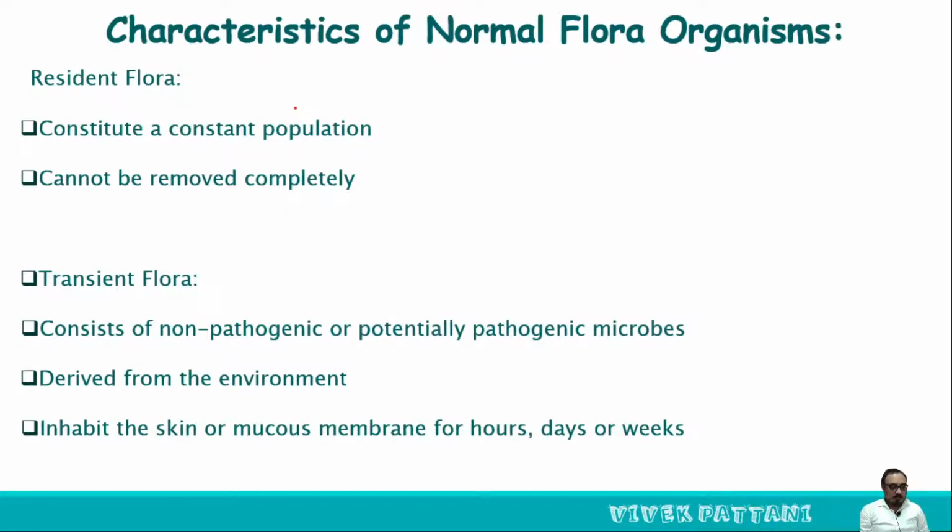And there are transient flora, which are basically derived from the immediate environment, and which consist of some pathogenic microbes as well as non-pathogenic microbes also. These are basically found in the skin or mucous membranes, and may be able to grow on such surfaces for hours, days, or even weeks, and these are purely derived from the environment around an individual.